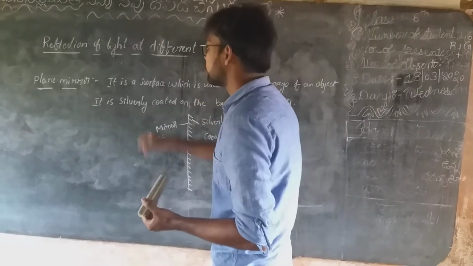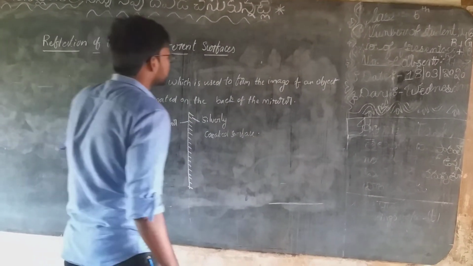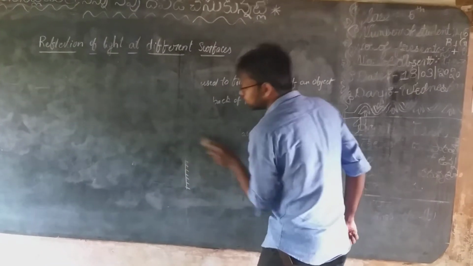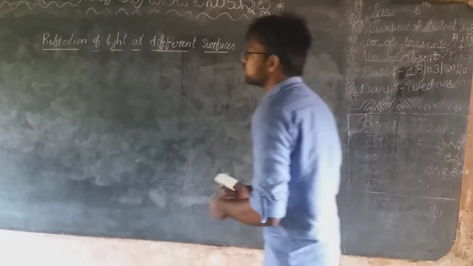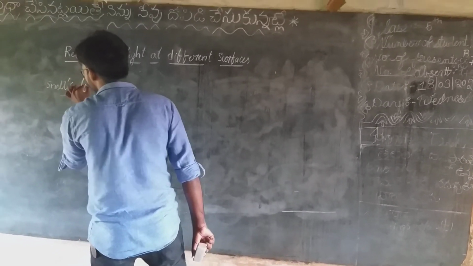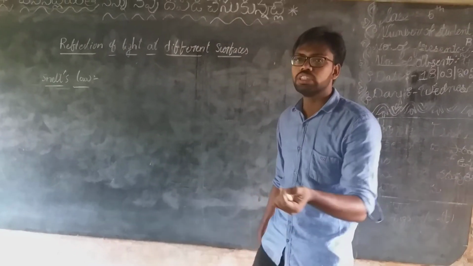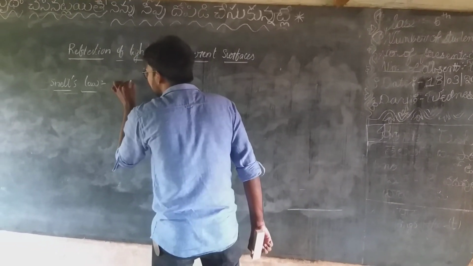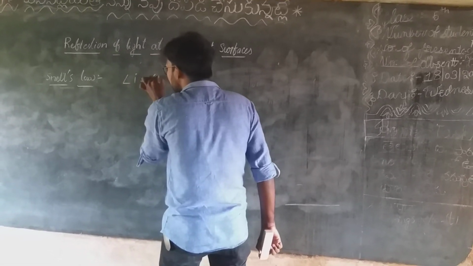Now coming to your topic. Before going to your topic, one more law is very important for general subject classes. That is Snell's law. How many of you know about Snell's law? This is also one of the important topics. Simply we can say the angle of incidence is equal to the angle of reflection, which means angle of i is equal to angle of r.